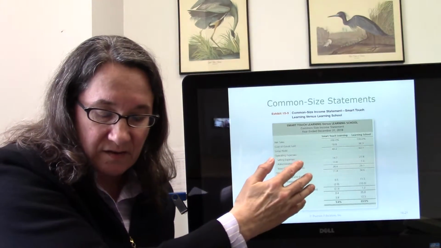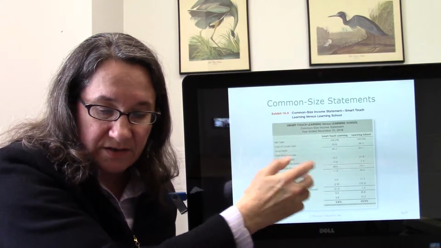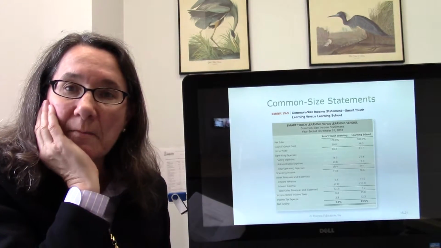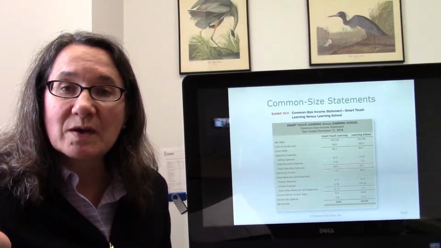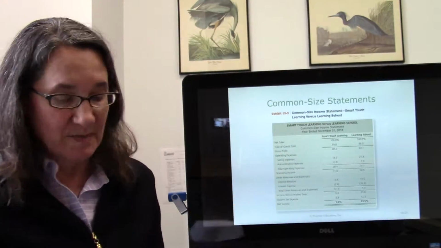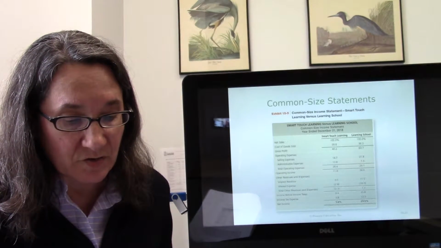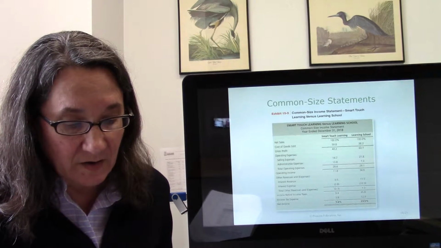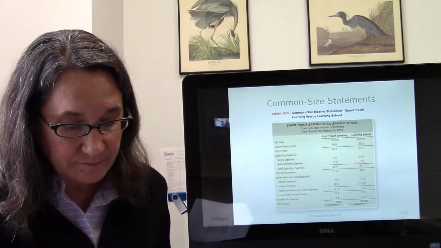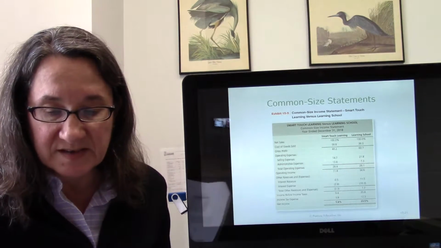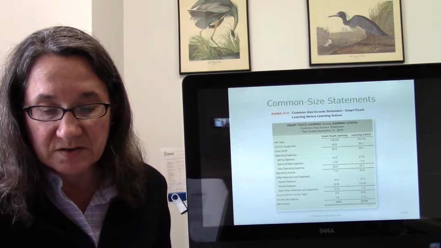Well, if you look at this, you compare Smart Touch Learning to Learning School. We don't really know how big Learning School is. It could be way bigger, it could be way smaller. It doesn't matter if all we care about is what is their gross profit, right? What are their operating expenses? So we could compare common size statements for Smart Touch Learning from year to year.